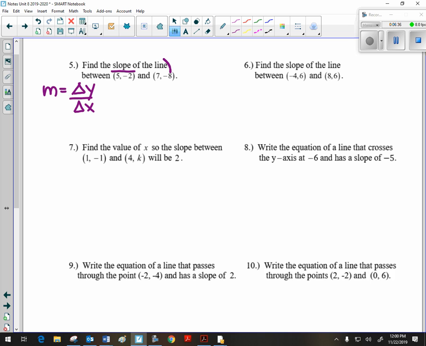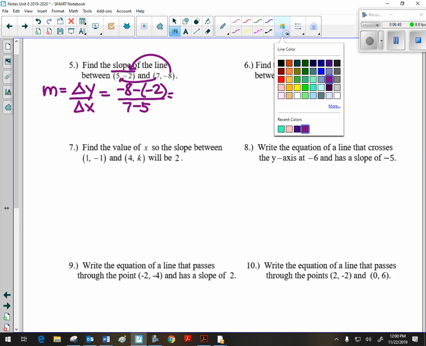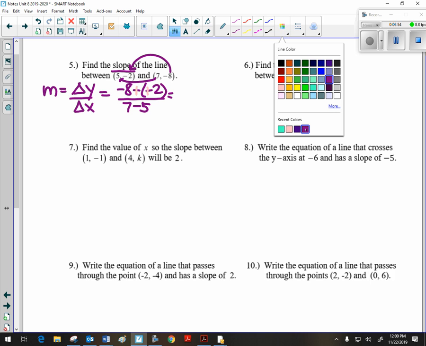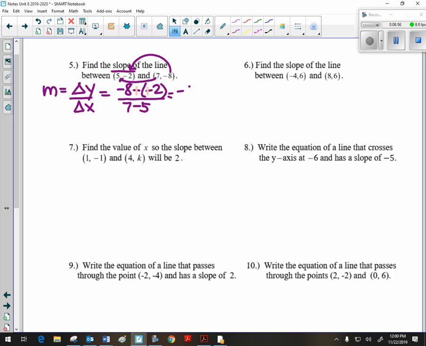So I'm going to subtract the y's, so it's negative 8 minus negative 2. Subtract the x's, and that goes on the bottom. Then I'm going to remember that when there are two negatives next to each other, they cancel out, which gives me on top a negative 6, on bottom a 2, which ends up giving me a slope of negative 3. If you want to write that as negative 3 over 1, you can do that.